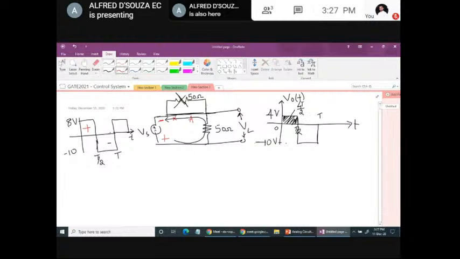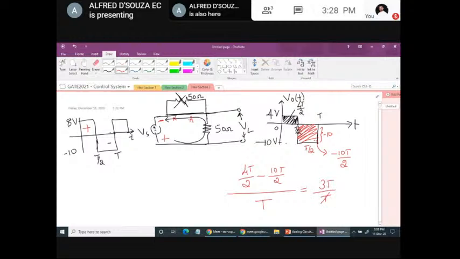And the area of the remaining portion: its width is T/2, but height is minus 10. Sign is important. So the area of this part is minus 10 T/2. Now we need the total area divided by T, that is the period. So the total area is 4 T/2 minus 10 T/2. Divide this entire thing by the period, which is T. So 4 T/2 minus 10 T/2 is minus 6 T/2, which is minus 3 T.